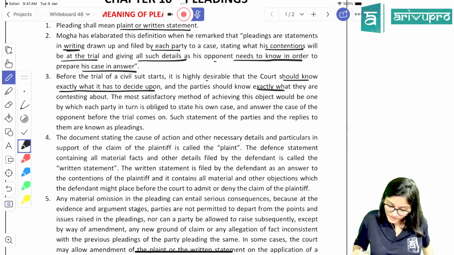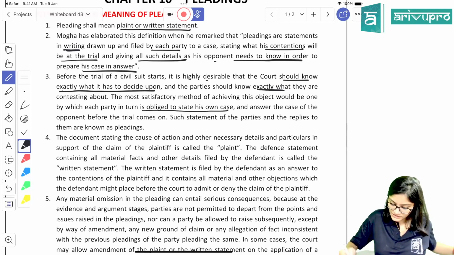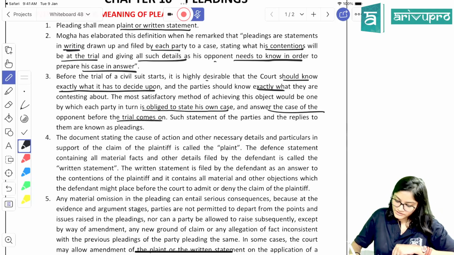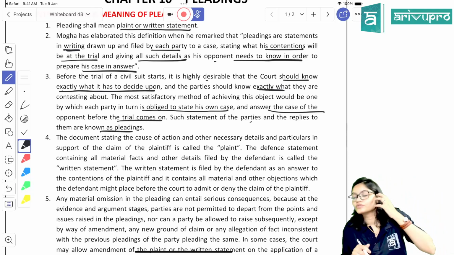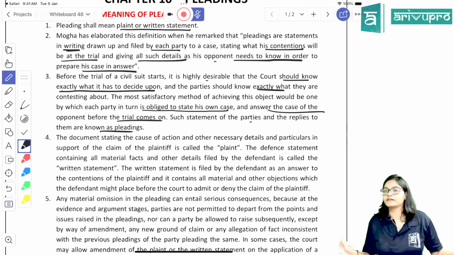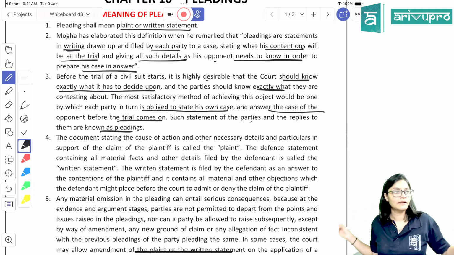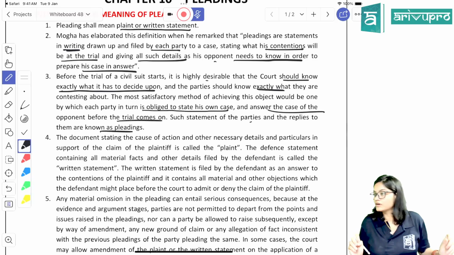The most satisfactory method of achieving this object would be one by which each party in turn is obliged to state his own case and answer the case of the opponent before the trial comes on. Such statements of the parties and replies to them are known as pleadings, right? So that before trial starts, everybody is prepared. The court judge is also prepared. Both the parties are also prepared about what the matter is and what answer we have to give. You can prepare your case. That is called the pleading.